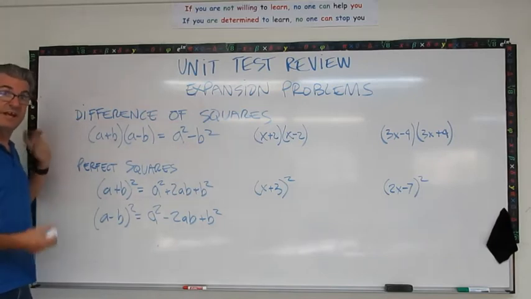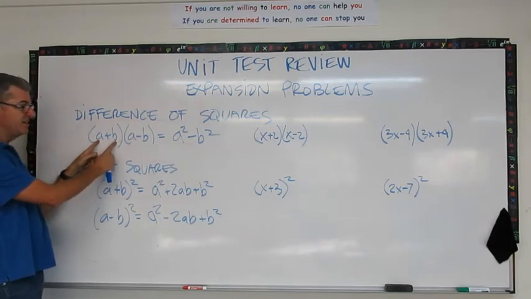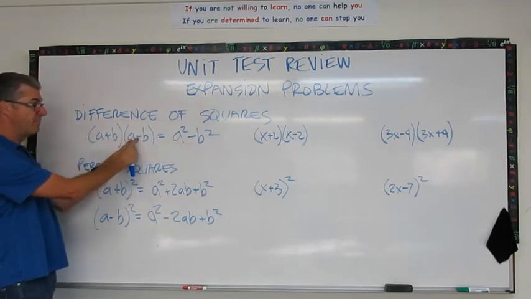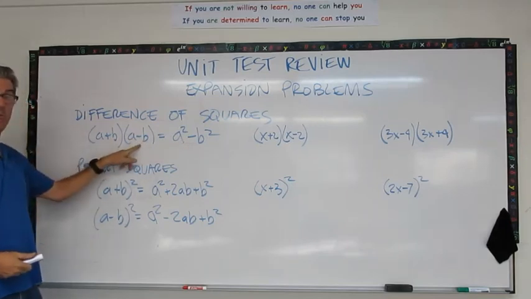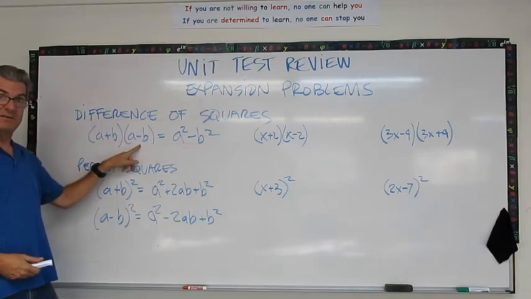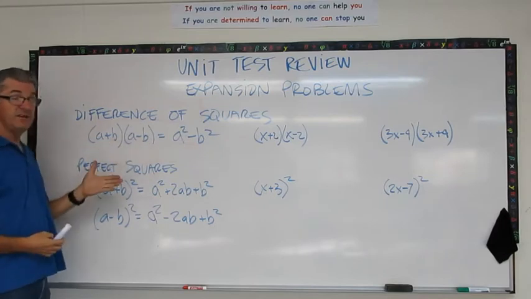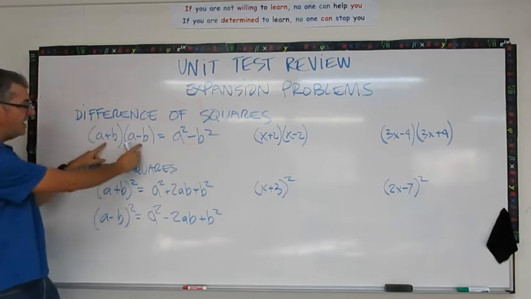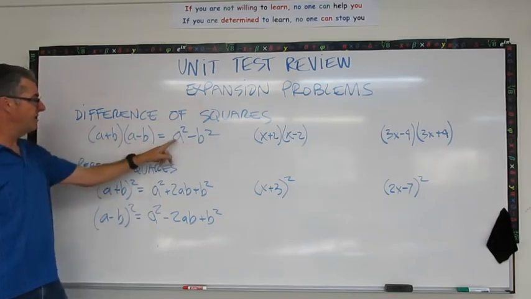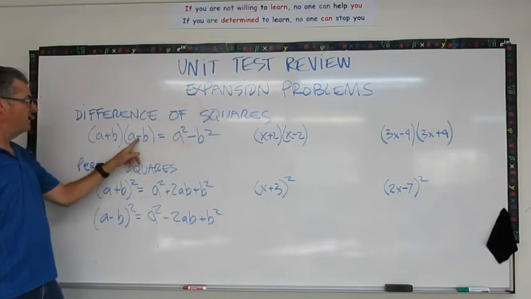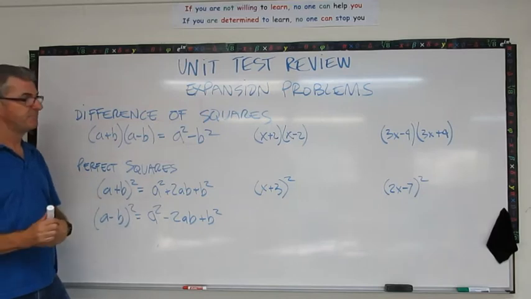Difference of squares. Here's the pattern you need to recognize. One thing plus another times that same one thing but minus the other. Okay? If you see this written this way, you don't need to FOIL it. Because, right, you could just FOIL this. You could do first, outside, inside, last, combine your middle terms. But since you can recognize that this is a difference of squares, you can skip that FOIL step and just write the first thing squared minus the second thing squared. It's super straightforward.